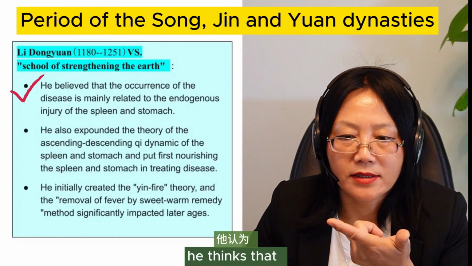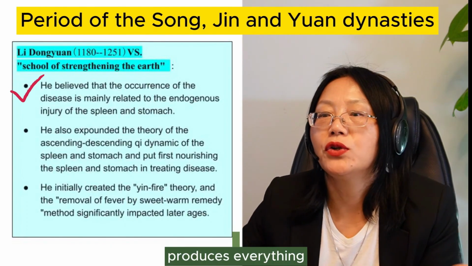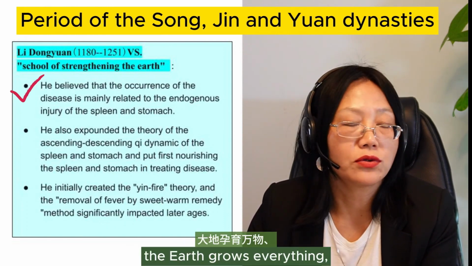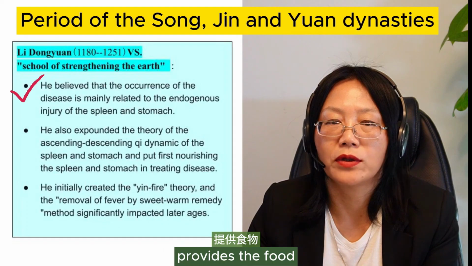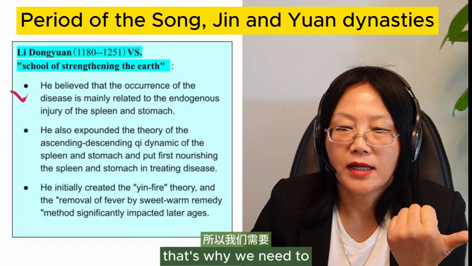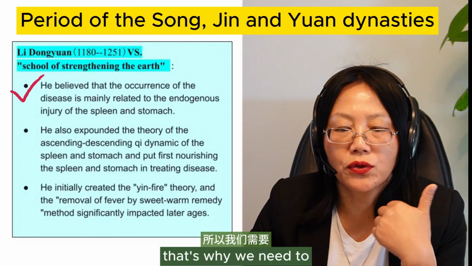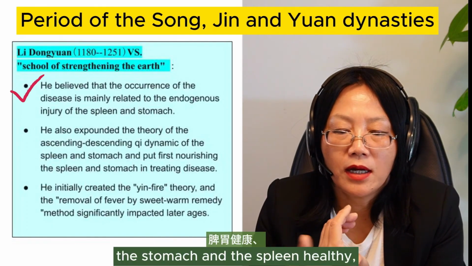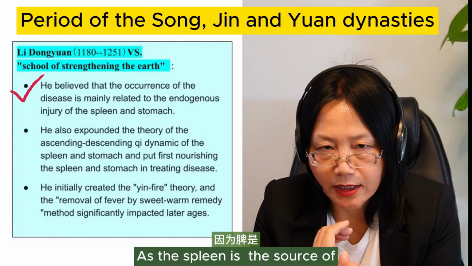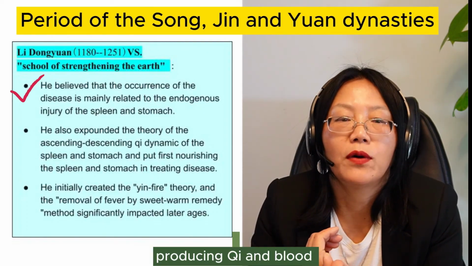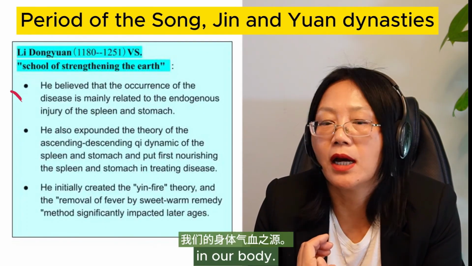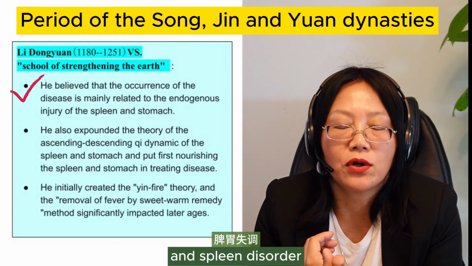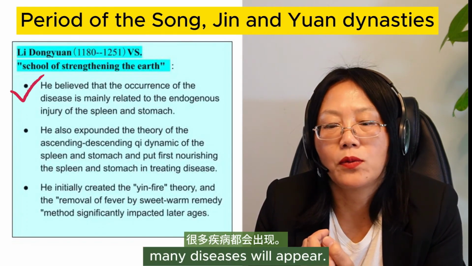He thinks that just like the earth produces everything, the seed has to go into the earth. Earth grows everything to provide food, the nutrition for humans. That's why we need to focus on keeping the stomach and the spleen healthy, as the spleen is the source for producing qi and blood in our body. If there is stomach and spleen disorder, many diseases will appear.